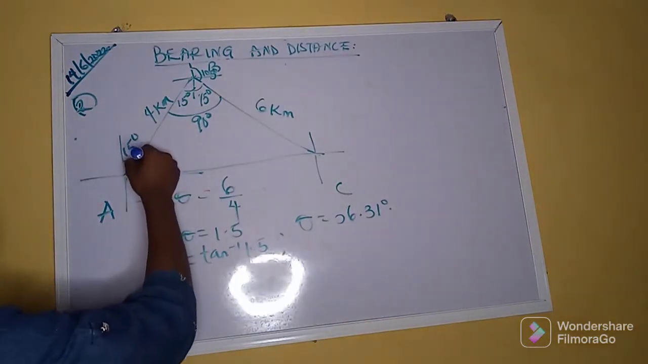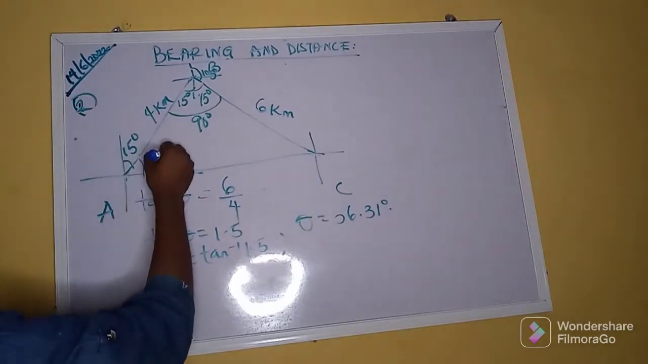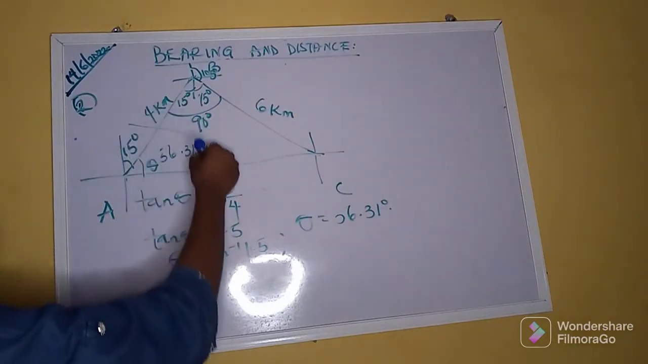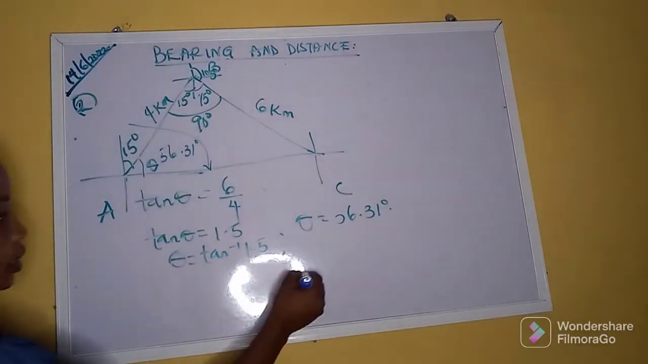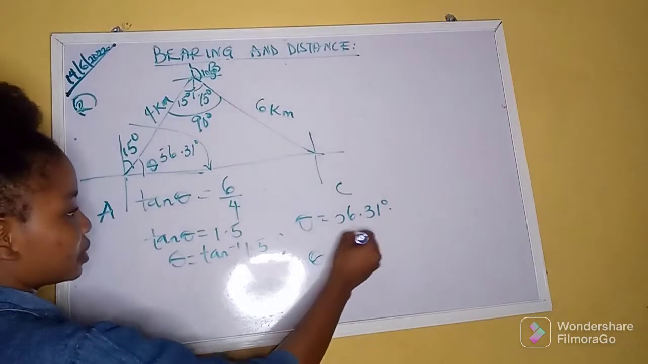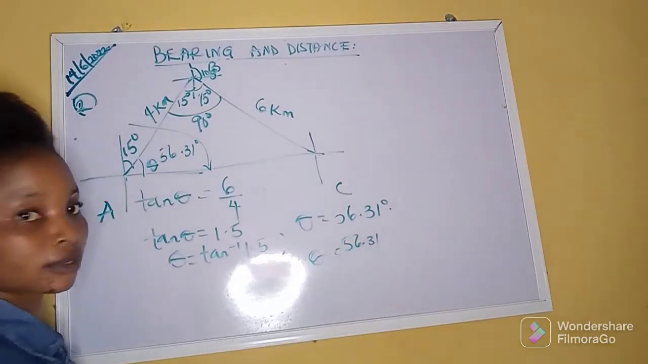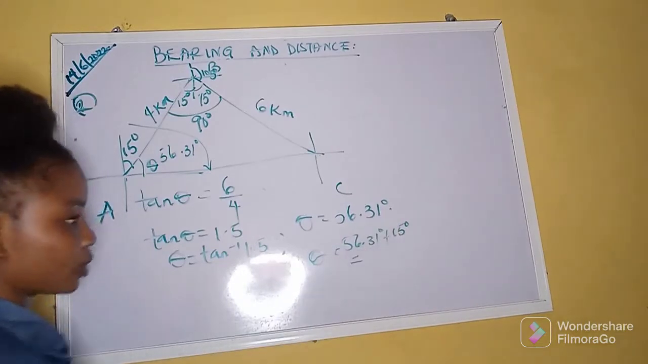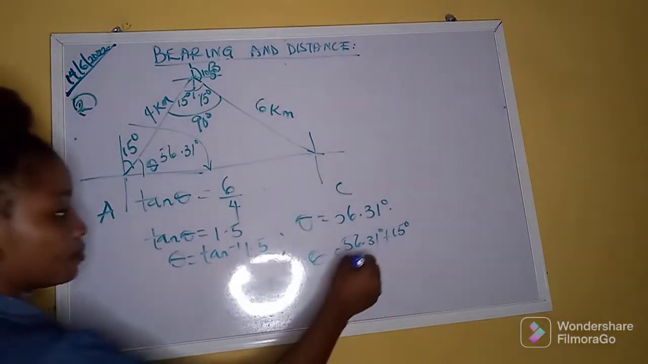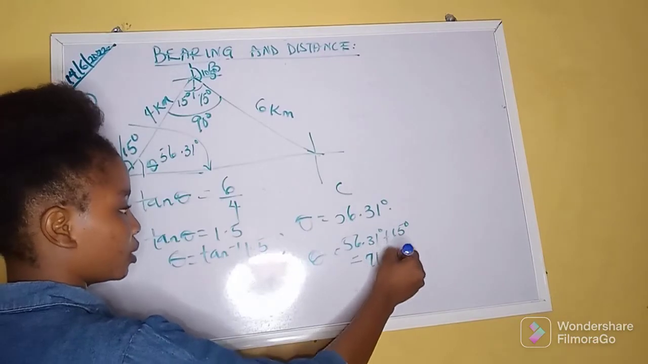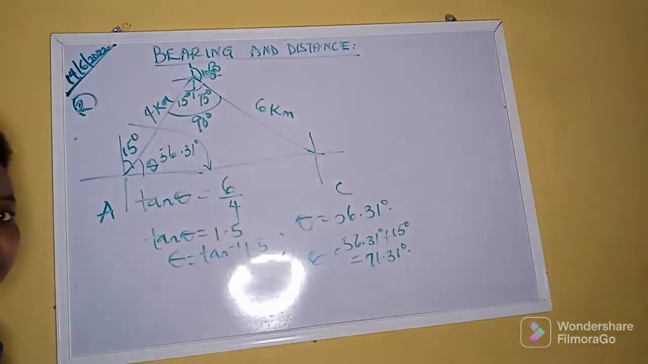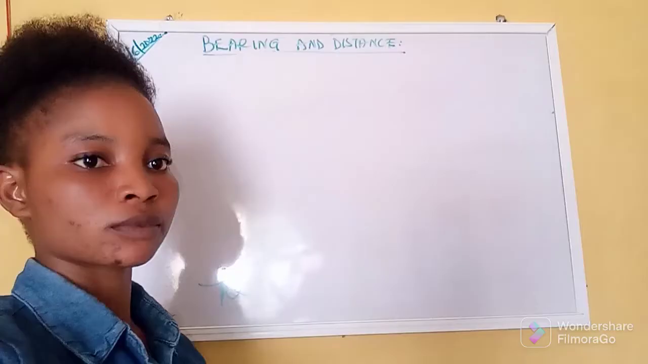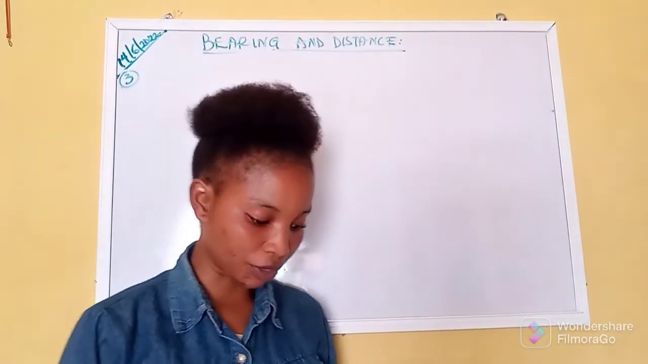Now, before number 3, this angle is 56.31 degrees. Therefore, in total, I should have 56.31 plus 15 degrees. Altogether, I should have 71.31 degrees. So that leads us to number 3.